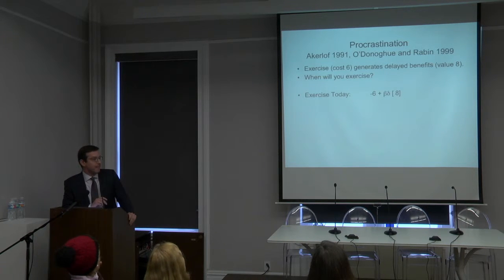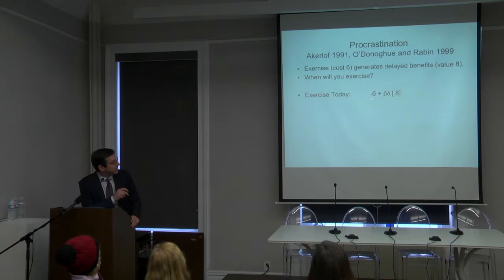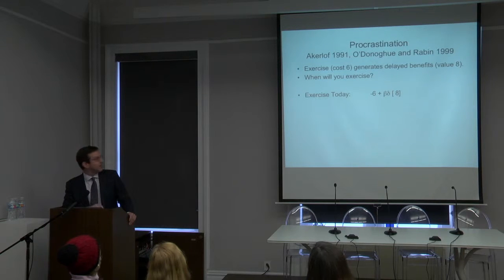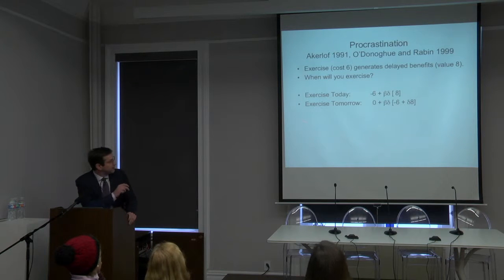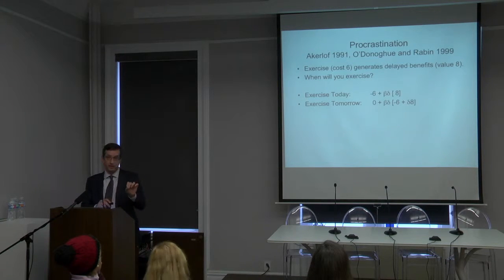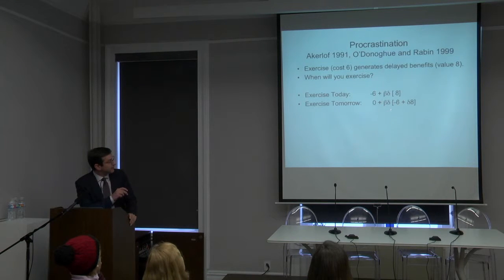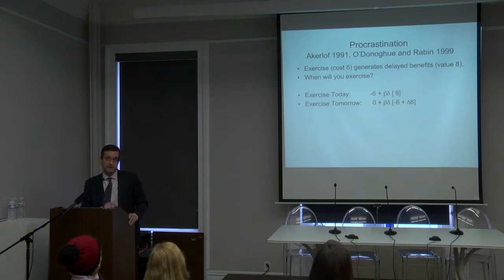Well, will the agent exercise? Today, for example, there's an immediate cost of 6. There's a delayed benefit of 8. The delayed benefit's getting multiplied by this compound factor beta times delta. That's the relevant calculation for exercising. Here's the decision to exercise tomorrow, made from today's perspective. Now beta and delta multiply this minus 6, the cost I'll pay for exercising tomorrow. There'll be even more delayed benefits after that, multiplied by an additional delta. There's that exponential discounting coming in, multiplying the 8.